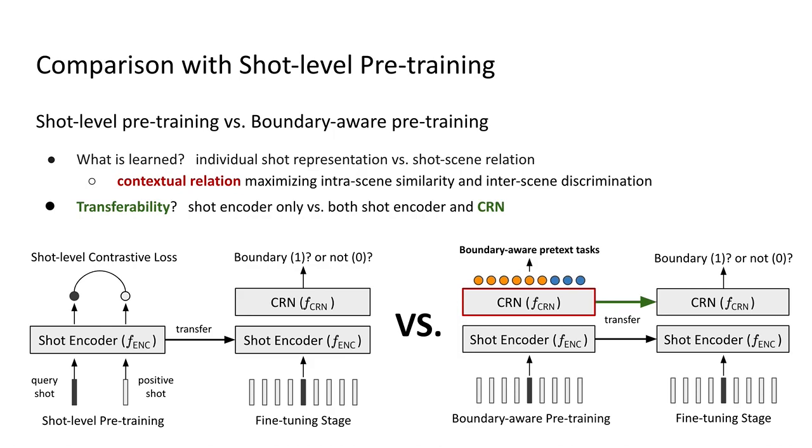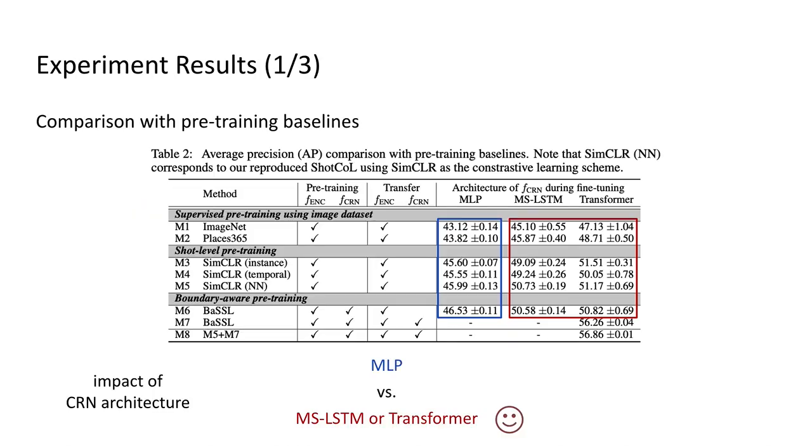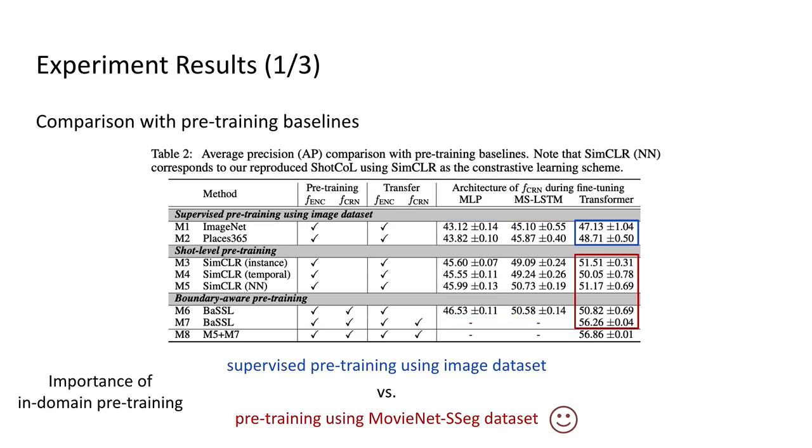These two main differences, pre-training the CRN with boundary-aware pretext tasks and the transferability of the CRN, are really important for precise scene segmentation, which will be validated in our experiments. For the experiments, we first perform in-depth analysis, and we can observe four things. The first one is that for the architecture of the CRN, LSTM or transformer is more effective than MLP. This is because they are favorably designed to capture contextual relations between shards.